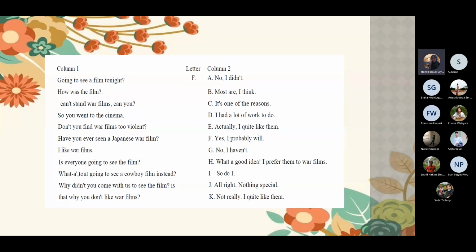For example, going to see a film tonight, then the answer is going to be F in column 2. Actually, yes, I probably will, something like that. I don't need to read all of them because that is going to consume a lot of time. But maybe this is just a practice for you if you're going to test your students later on the job.